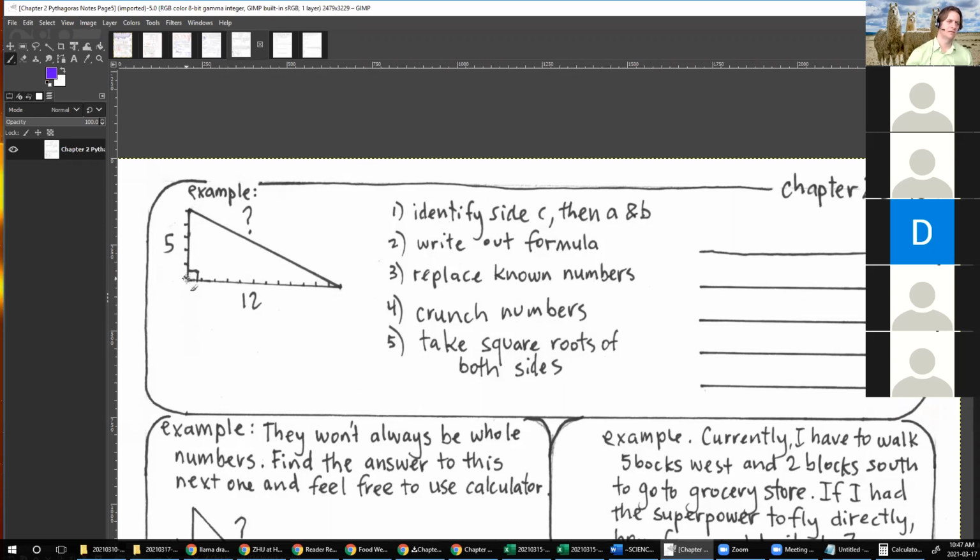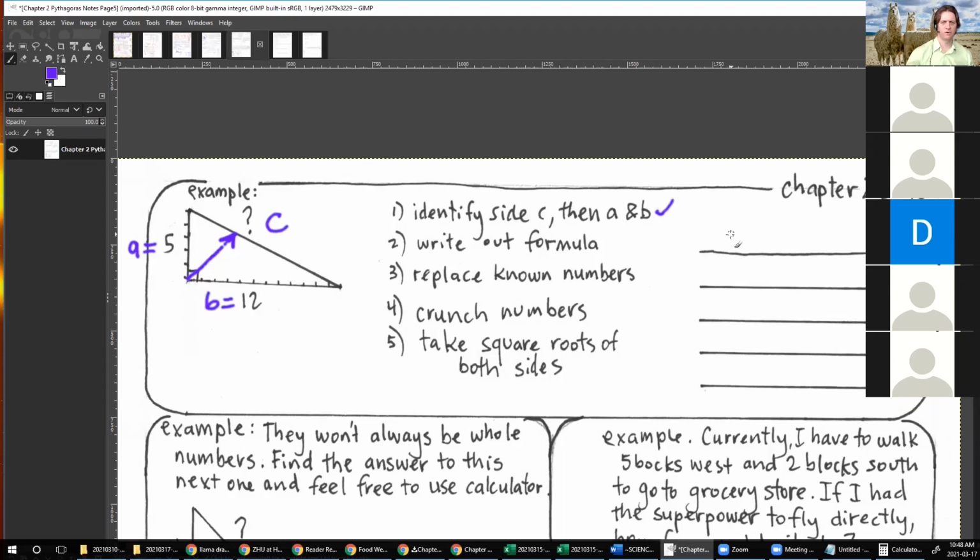So side C is, of course, if you draw a line straight through, shoot an arrow straight through that right angle triangle, this is going to be C. This can be A and B. This can be B, and this can be A. It doesn't really matter. I'm just going to label this just because it's easy. Okay, so I've done that. Check. I'm going to write out the formula.